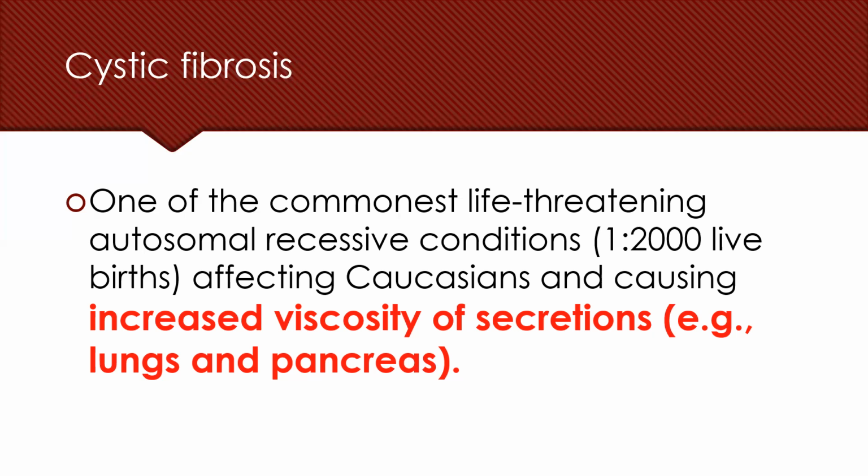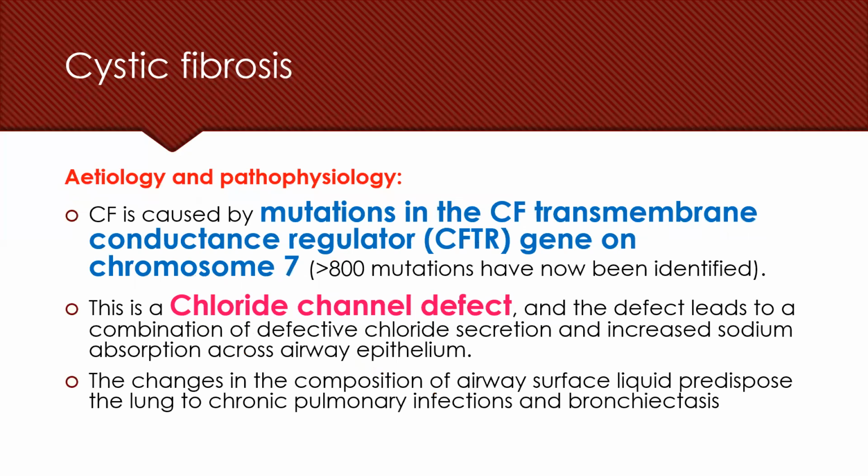Let's now talk about cystic fibrosis. Cystic fibrosis is one of the commonest life-threatening autosomal recessive disorders, and some questions ask about the mode of inheritance of cystic fibrosis. It affects Caucasians and leads to increased viscosity of the secretions, particularly in the lung and pancreas. The etiology and pathology here is very important. There are questions asking about this because it will give you a clinical scenario about a patient presenting with features of cystic fibrosis, and you will find questions about the pathology, the pathogenesis and the etiology associated with cystic fibrosis. So do not neglect this slide, please.